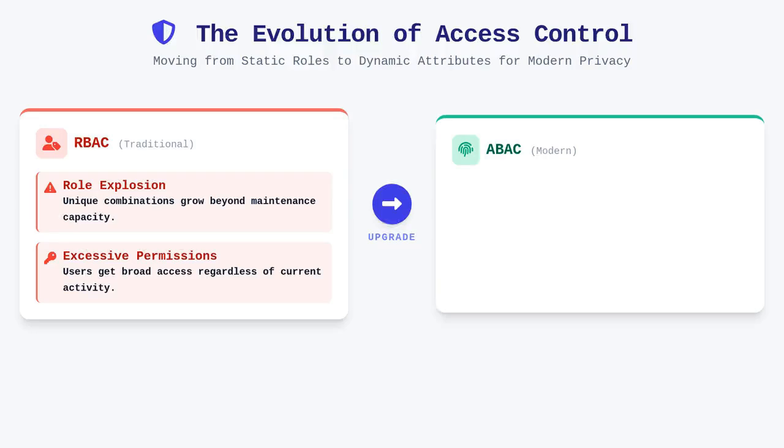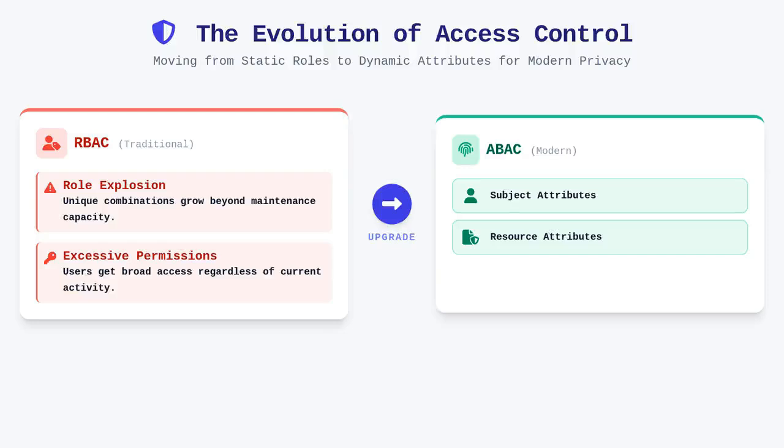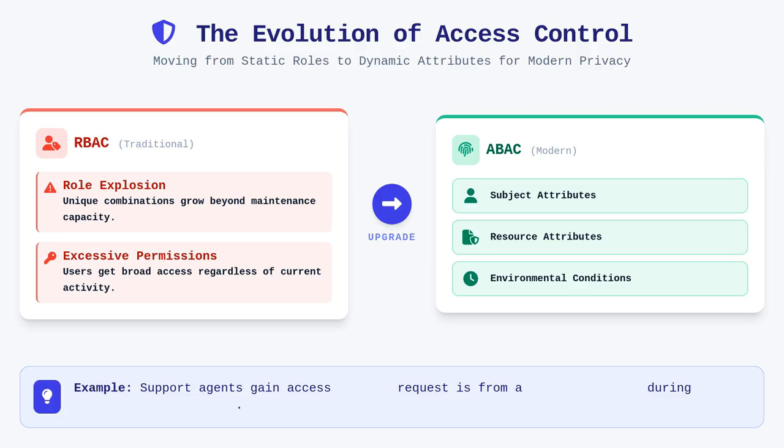ABAC functions by evaluating a combination of subject attributes, resource attributes, and environmental conditions before granting access. For example, an administrator might have the role of a support agent, but their access to sensitive records is only enabled if the request originates from a trusted network during standard working hours. This logic allows us to collapse hundreds of static roles into a few flexible policies that adapt to the reality of the user's current situation.